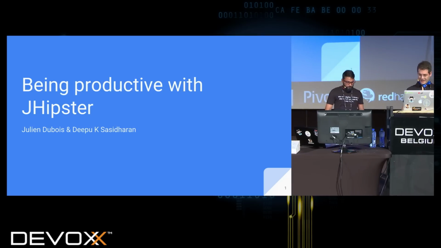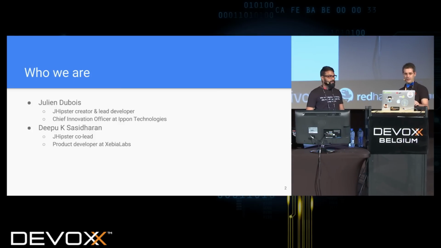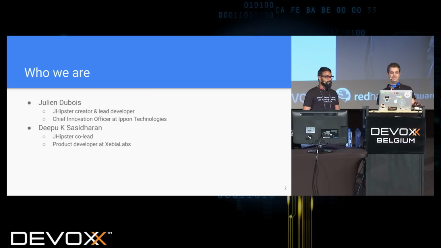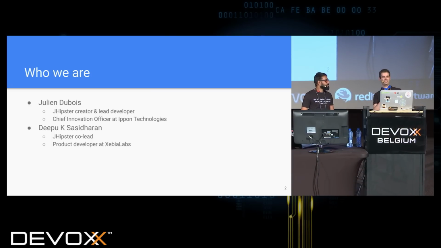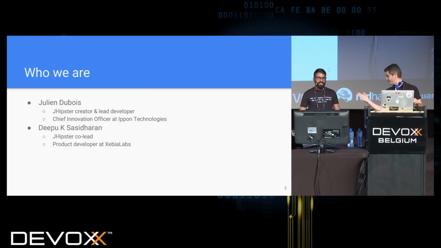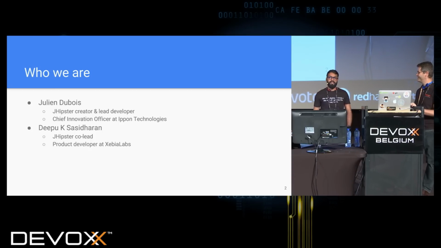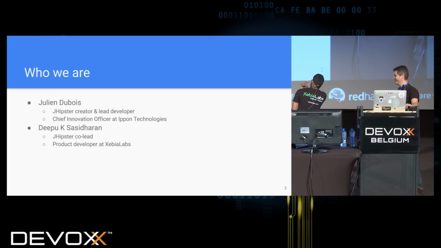So let's get started. I'm Julien Dubois, the JHipster creator and lead developer. I also work for Ippon Technology. We're a cool consulting company. I'm Deepu K Sasidharan, the current co-lead of JHipster. I started working on JHipster like 2 years back. Currently I work for Sebia Labs.